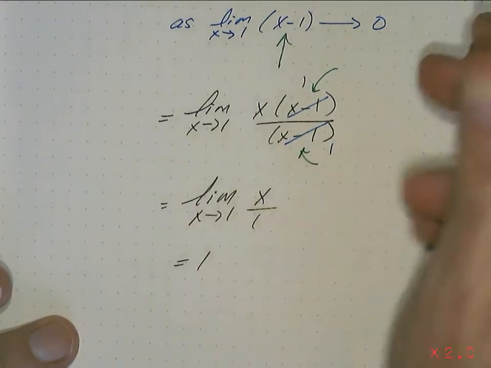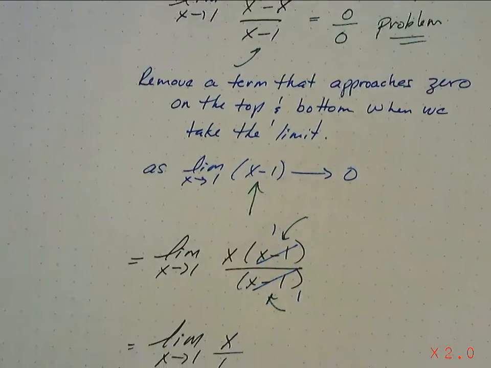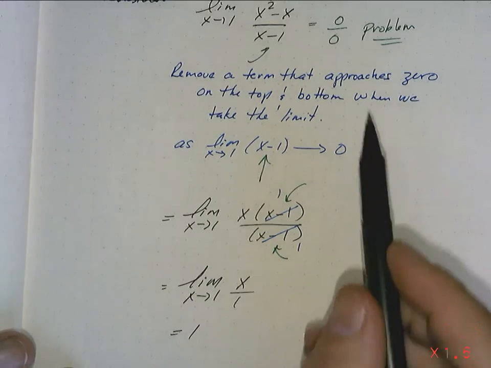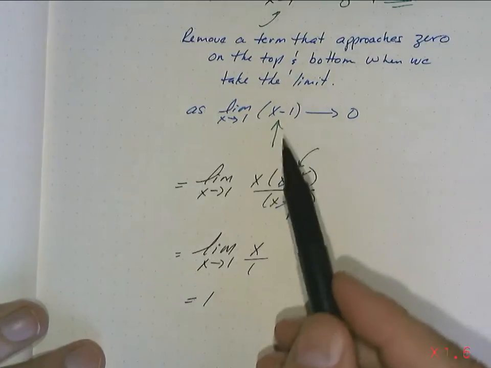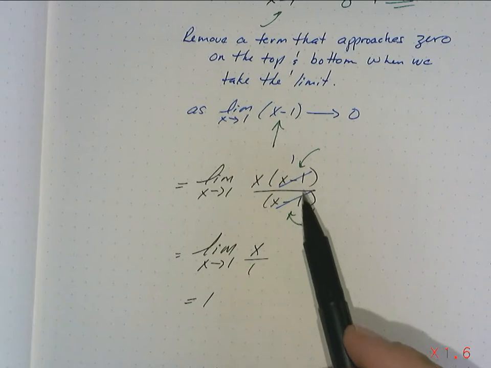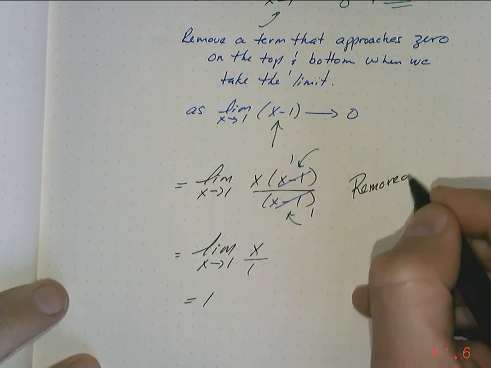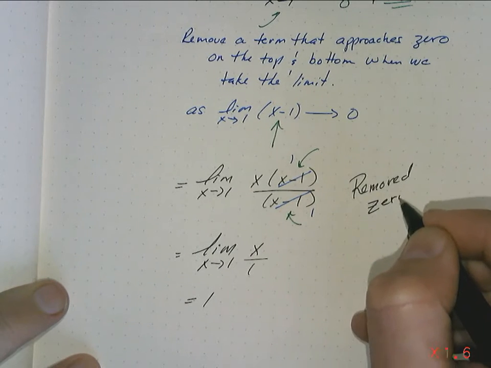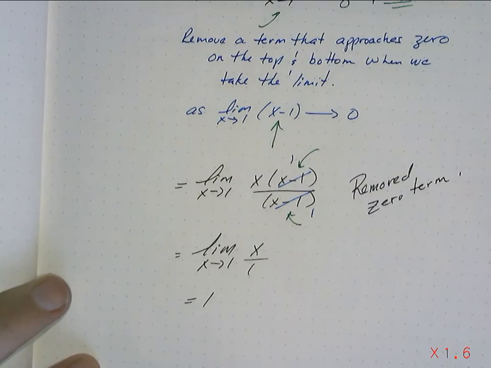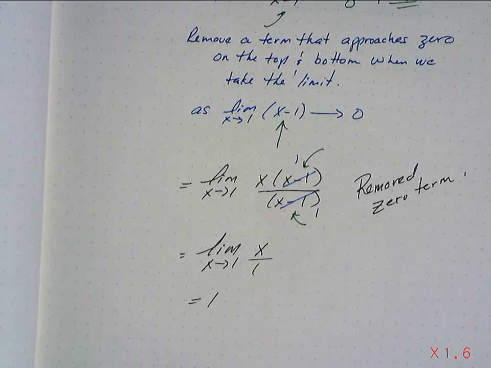So I've gone from having an answer that was indeterminate, from 0 over 0. I've manipulated it a little bit. I've removed a 0 term from both the top and the bottom, and now I get an answer that I can live with.